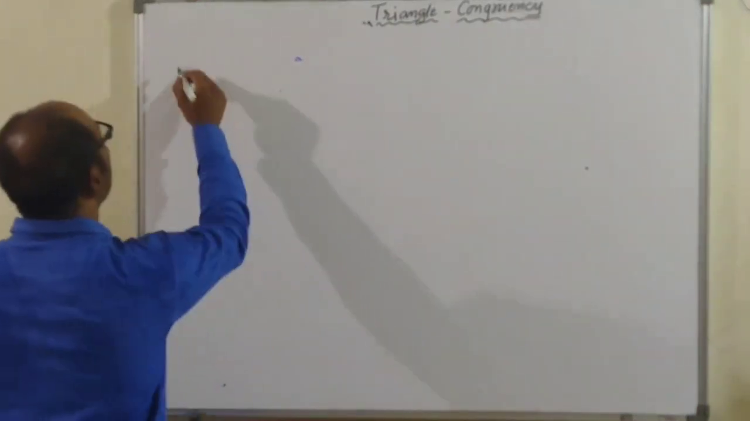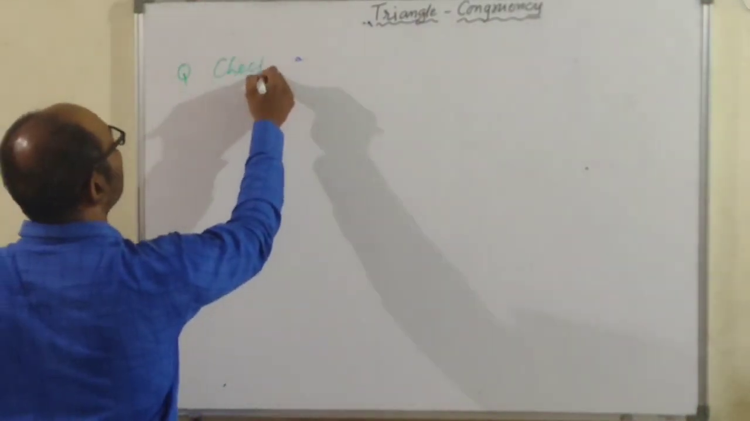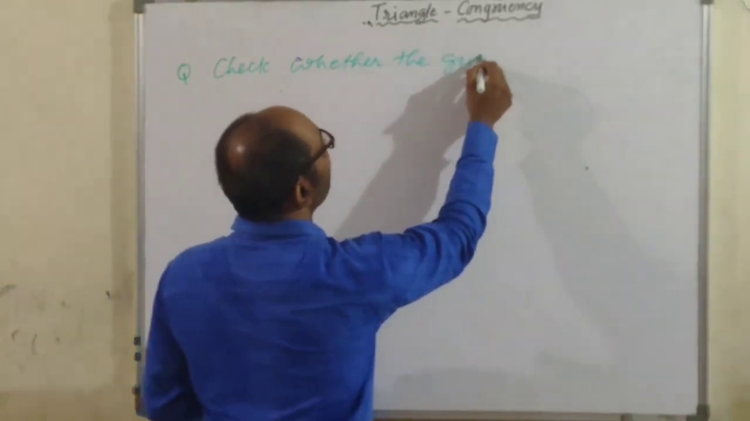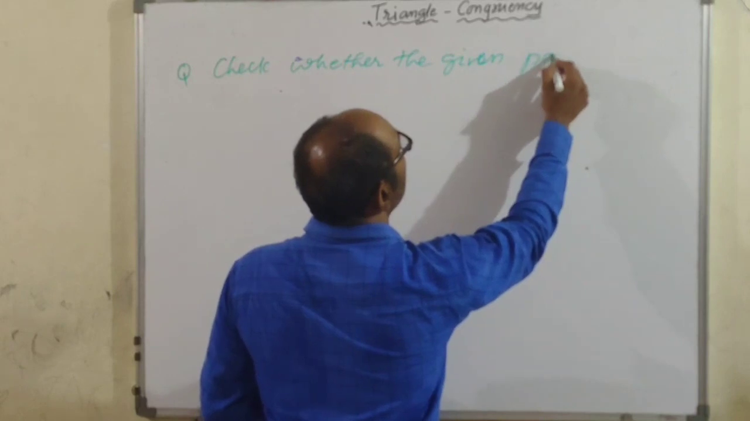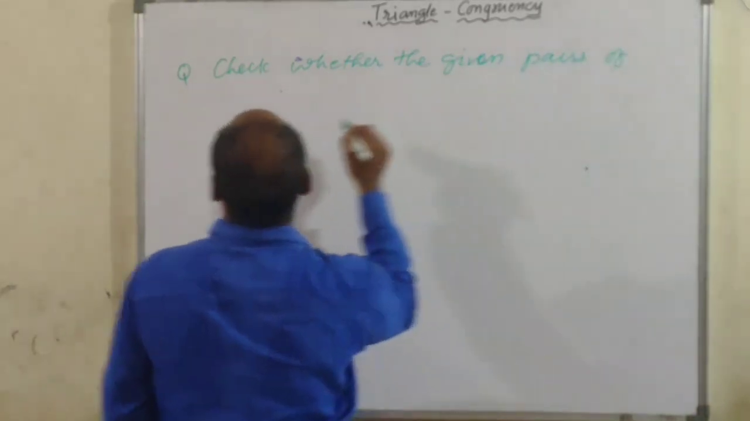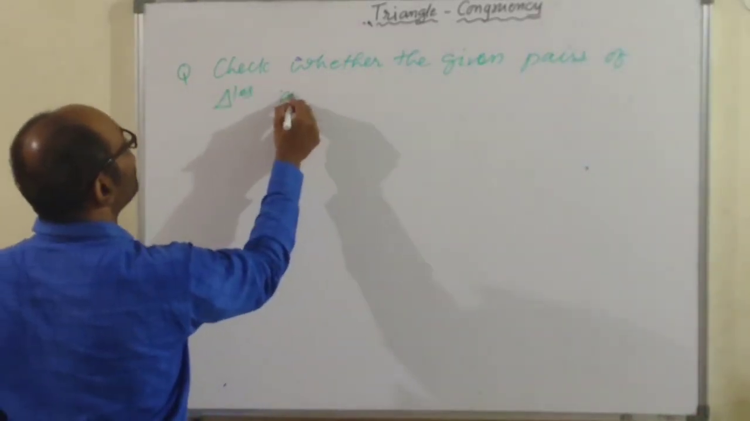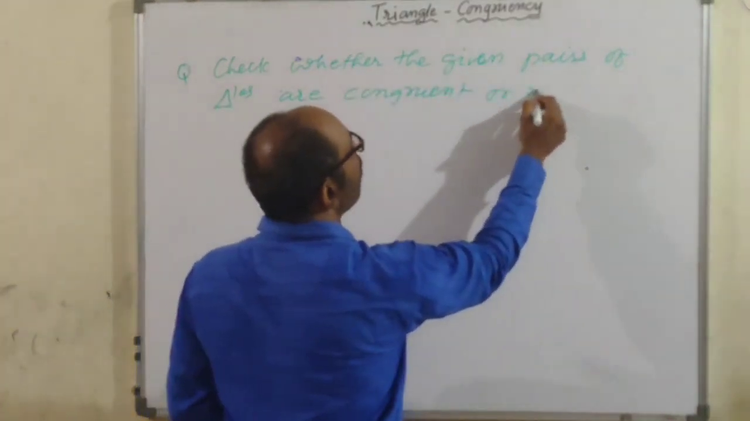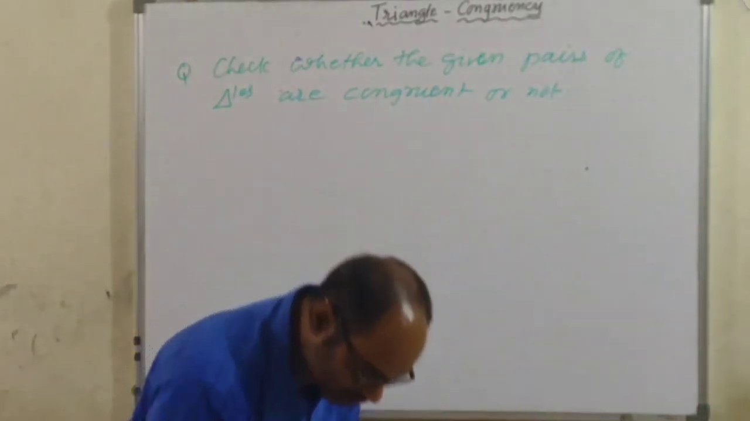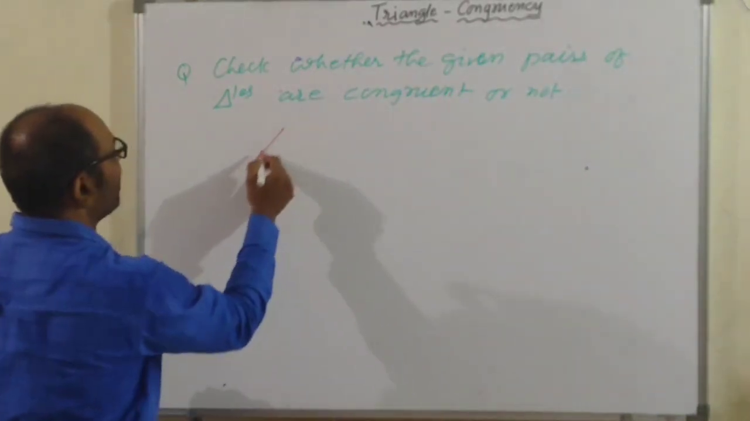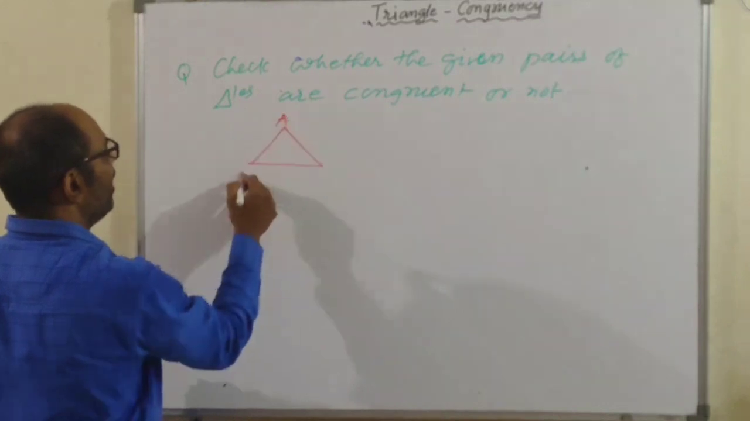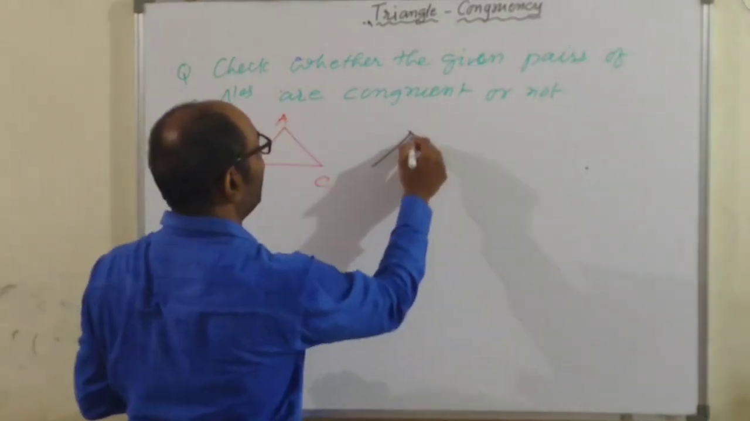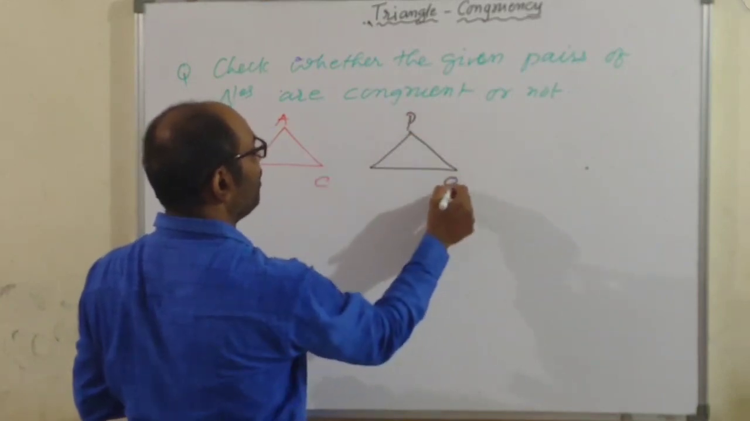Sure. Question is, check whether the given pairs of triangles are congruent or not. First triangle ABC. The second triangle, let's say PQR.